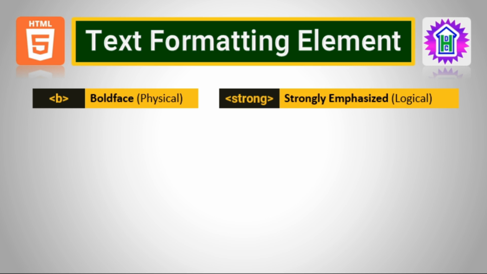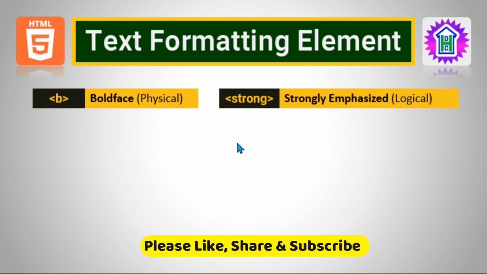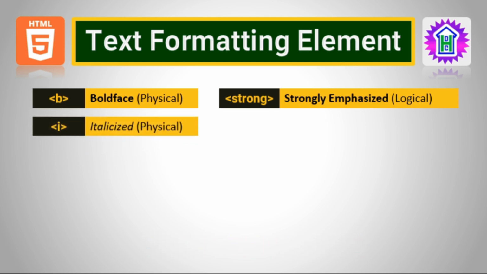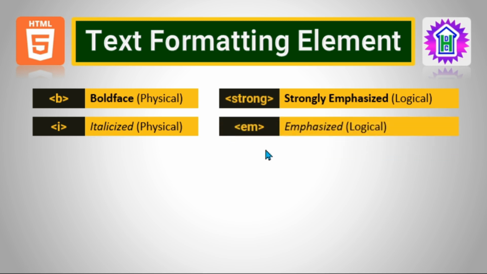So let us see more text formatting elements. Next one is I. I stands for italic or italicized text. So within I and I closing, whatever we write, it will be italicized, and it is a physical tag. And similar to I, we can write EM. It is called emphasized. It will give the same output as italic, but it is a logical tag.